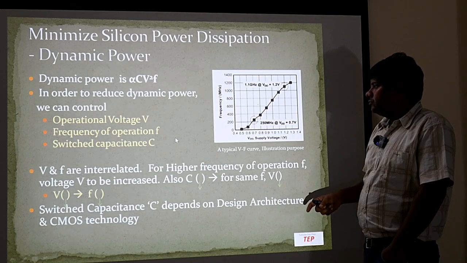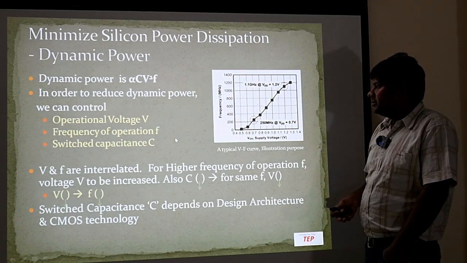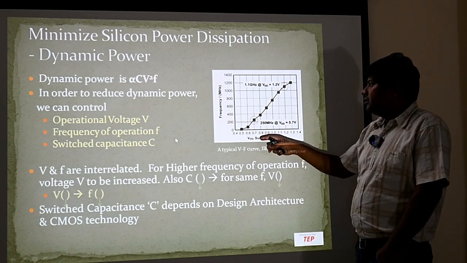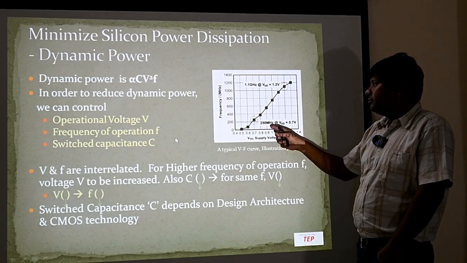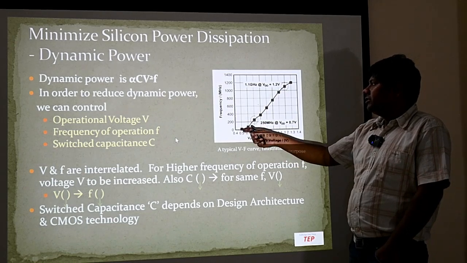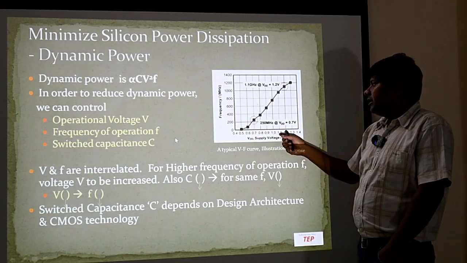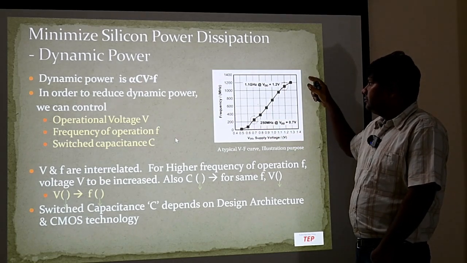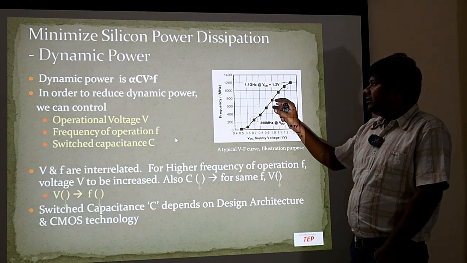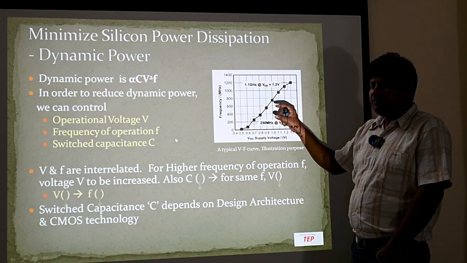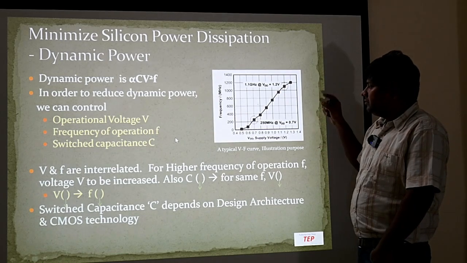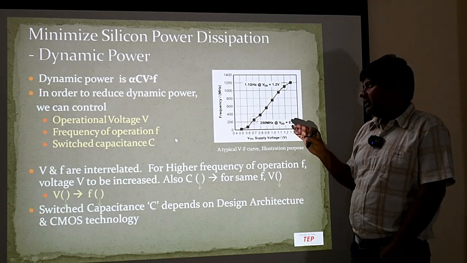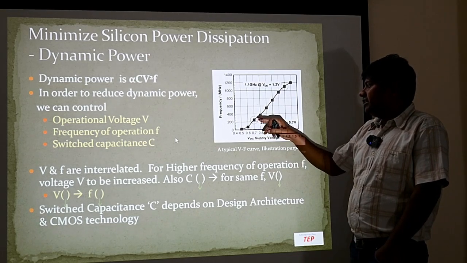Okay, suppose there is a CPU, and a typical VF curve will be like this, in which the basic fundamental that I'm trying to explain is that in order to achieve a higher frequency we need to apply a higher voltage. And as this frequency increases further, for a given amount of increase in the frequency, more and more voltage increase will be required at the higher frequencies. So this is one fundamental that we need to keep in mind, that V and F are related.